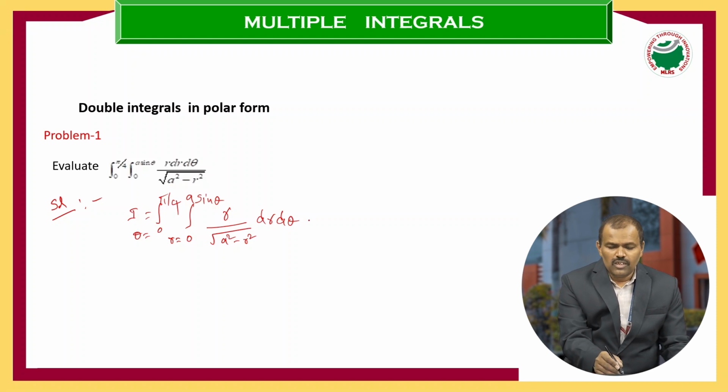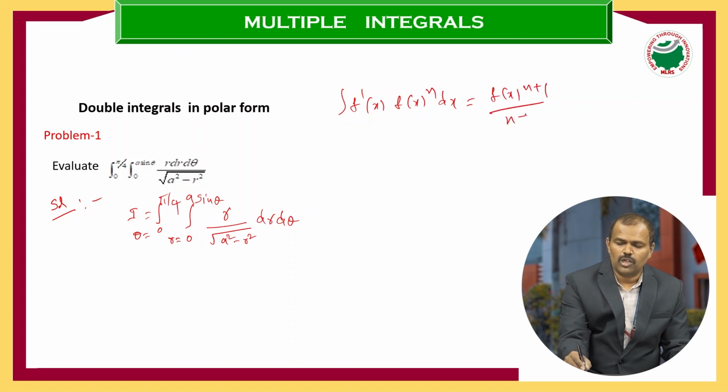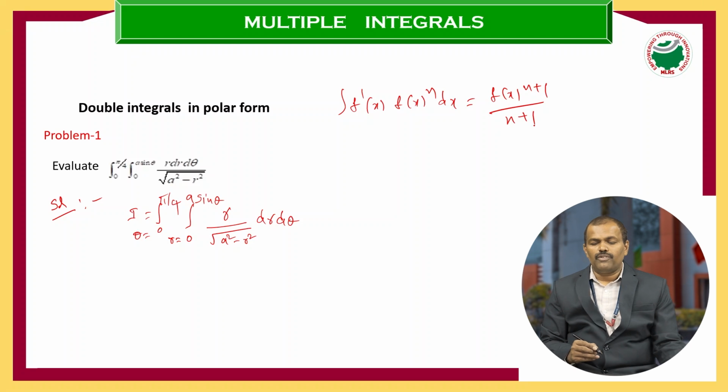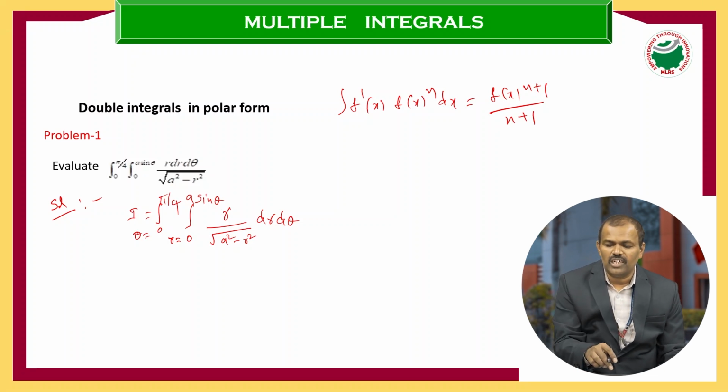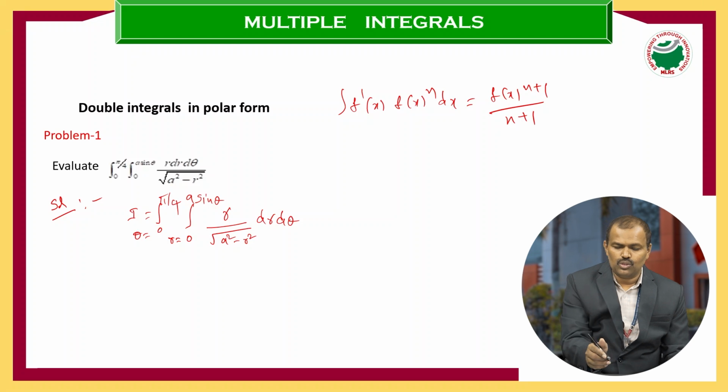So here there is a formula involved, r by square root of a square minus r square. Now I want to use the formula: integral of f dash of x into f of x power n dx is f of x power n plus 1 by n plus 1.